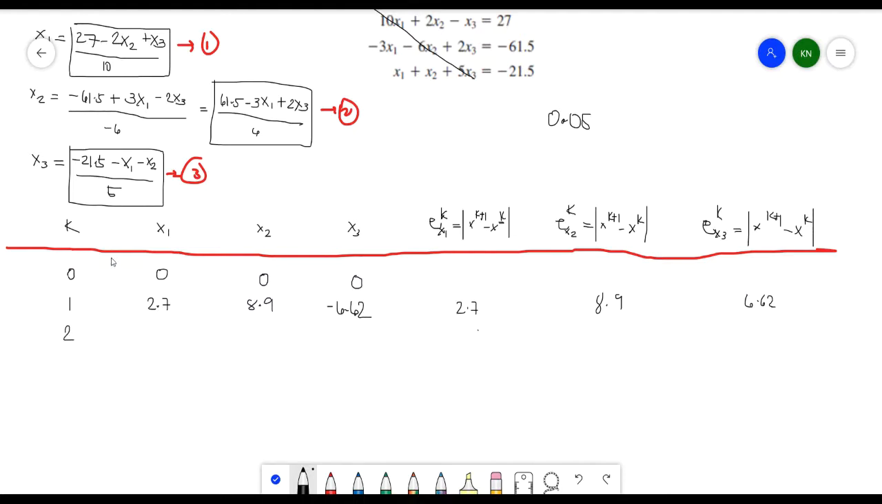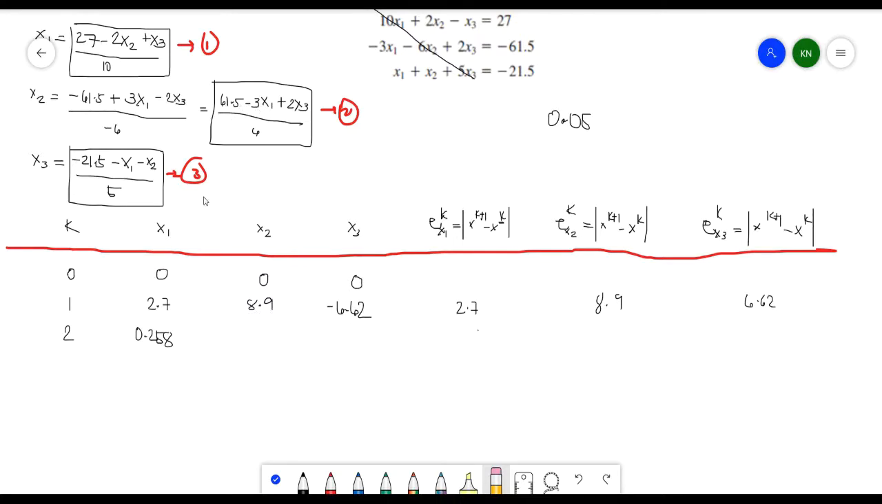Using the same process again, substituting the values that we have, 27 minus 2 x sub 2. In this case, our x sub 2 is 8.9, plus our x sub 3, which is negative 6.62, all over 10. So that gives us 0.258. Now class, you need to understand that you need to get 6 decimal points here if possible. But since if you calculate this one, that is just equivalent to 0.258, just copy 0.258.